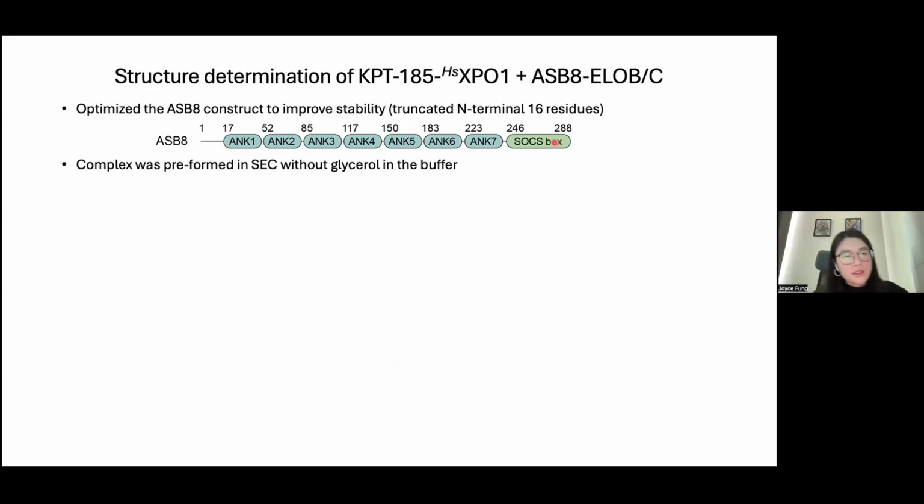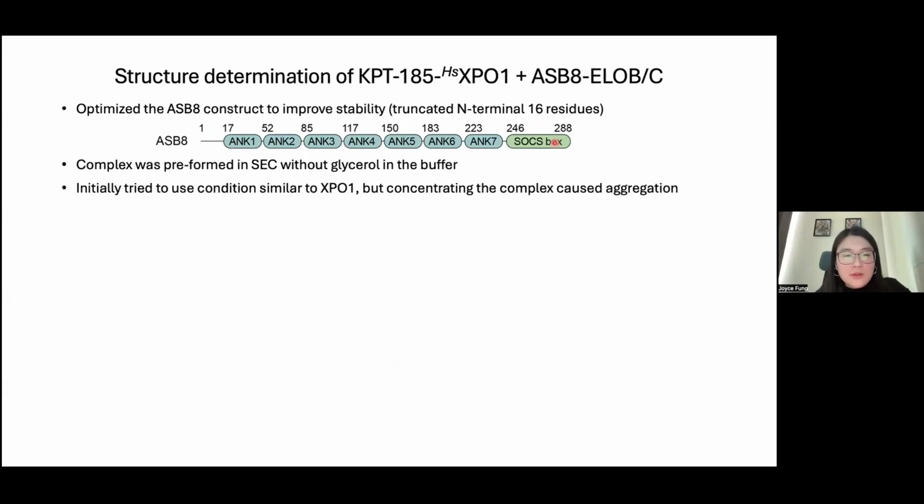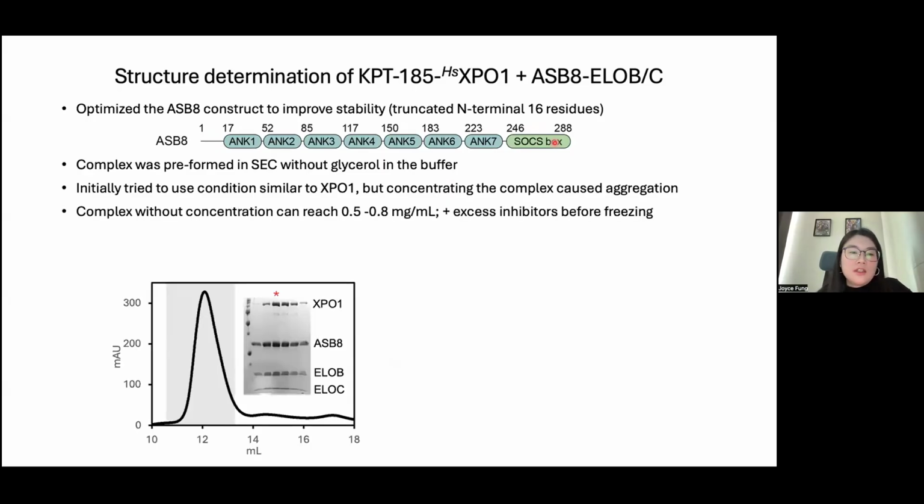Initially, her strategy was to preform the complex in SEC without glycerol and use a condition similar to Expo1. That would mean concentrating the complex down to high concentration and using detergent. But she found that things were aggregating. So what she did was input enough protein that she could get a complex looking really nice in the SEC, and the small fraction at the peak, starred right here, would reach 0.5 to 0.8 mg per mL without the need for concentrating. She would add a little bit of excess inhibitor before she aliquoted it and froze it in the freezer until she was ready to make grids.